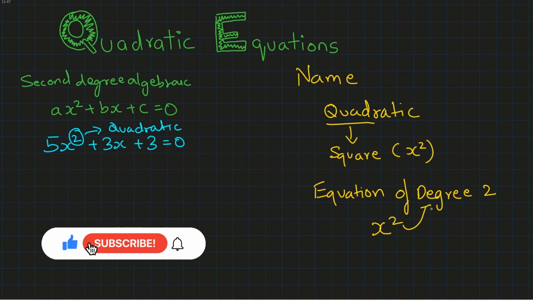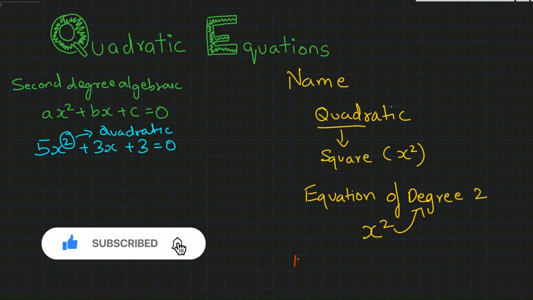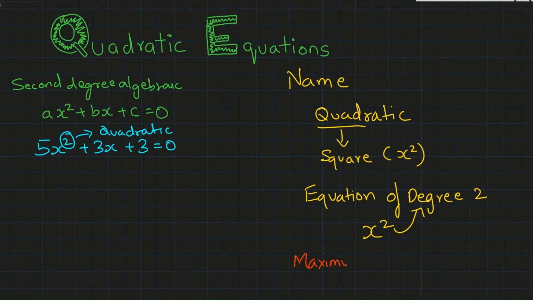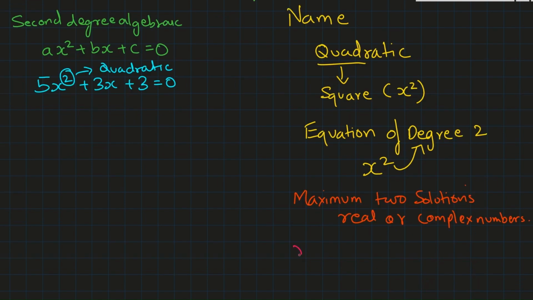This type of equation has a maximum of 2 solutions. We call them real numbers or complex numbers, or I can say the solution can be a real number or a complex number. Over here, the solutions are called roots, which are represented by alpha and beta.